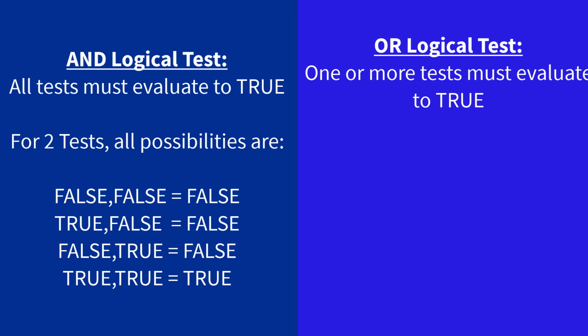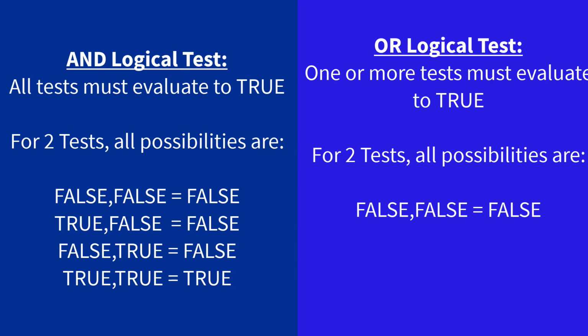On the other hand, an OR logical test requires 1 or more tests to evaluate to true. So for 2 tests, all the possibilities are false, false. Well, there isn't even 1 true, so of course that one is false. True, false. Well, in this case, we have 1 true. So the OR logical test delivers a true.